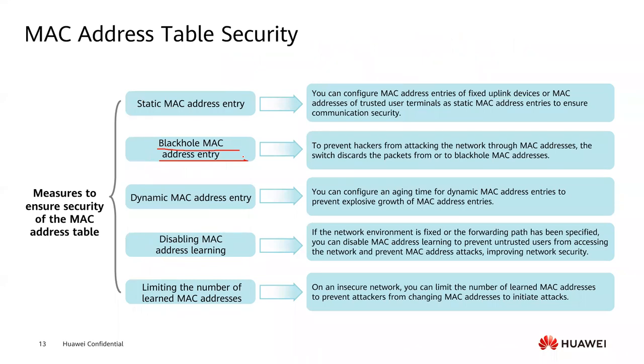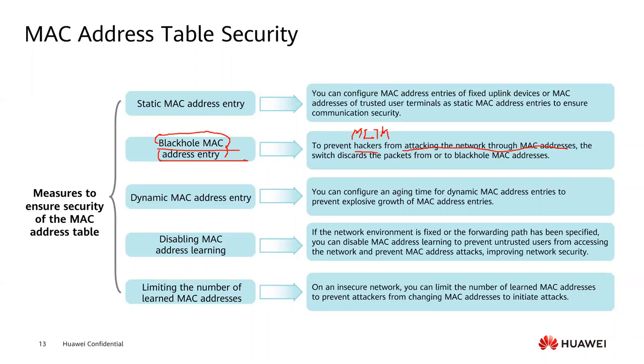It is simple, just to protect from hackers attacking the network. For example, if someone knows a source MAC address and tries to do some attack, for example, a man-in-the-middle attack, you can just configure its source address as a blackhole MAC address. Then the switch will drop the frame received from the hackers.